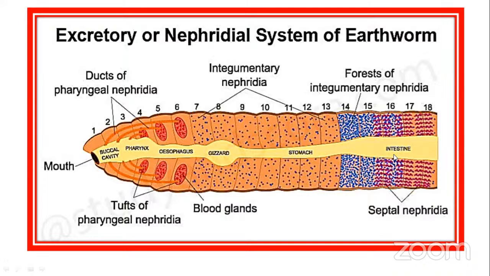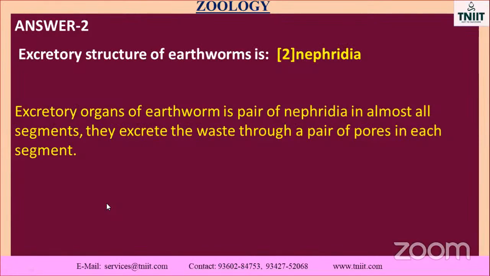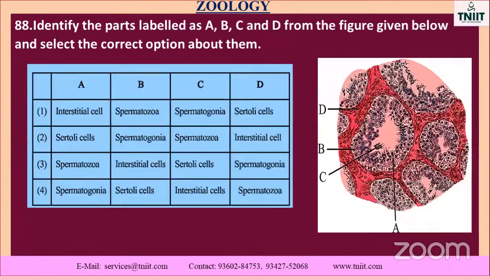Same thing. See here, intestine, stomach, gizzard, esophagus, pharynx, buccal cavity. This is the mouth part. Just note down that the earthworm has a nephridial excretory system. Okay, go to the next one. Identify the parts labelled A, B, C, and D from the figure given below and select the correct option about them.